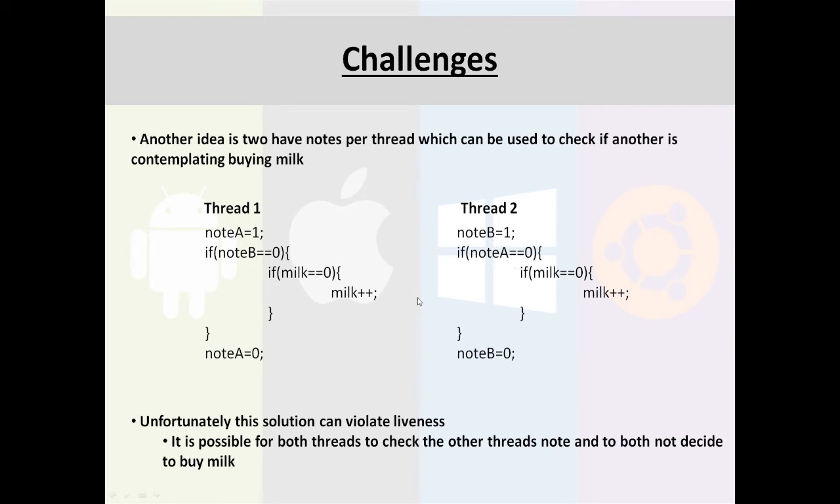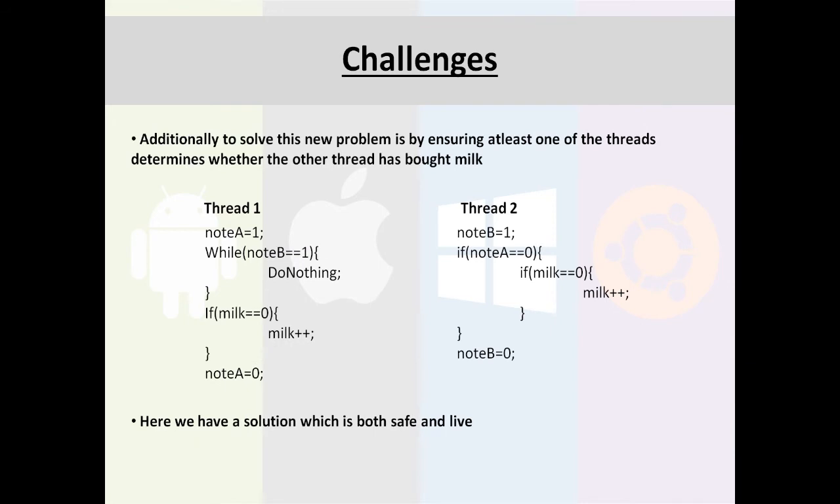Unfortunately, again, we've solved our problem with safety in the sense that we won't get a case where both people are buying milk at the same time. But we have resulted in a violation of liveness. That occurs because it is possible for both threads to check the other's note and for both of them to decide not to buy milk.